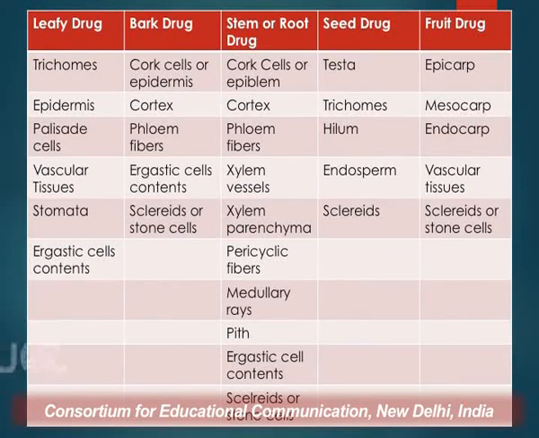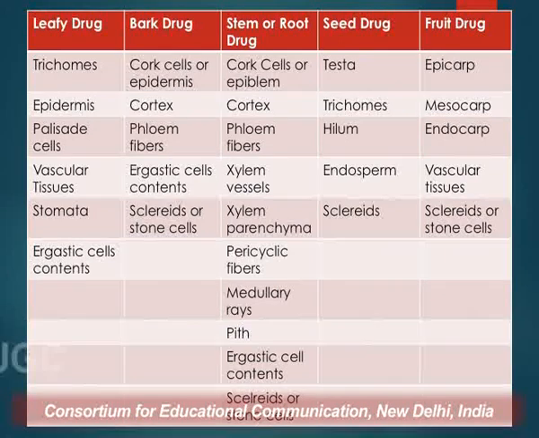Then we study the characters of the cortex, what kind of tissues are present in the cortex, whether it is parenchymatous or collenchymatous, whether the cortex cells are having any kind of cell inclusions or resinous material is present, whether they are having any kind of oil glands or fibers present in the cortex or not. So all these characters for the cortex we observe.